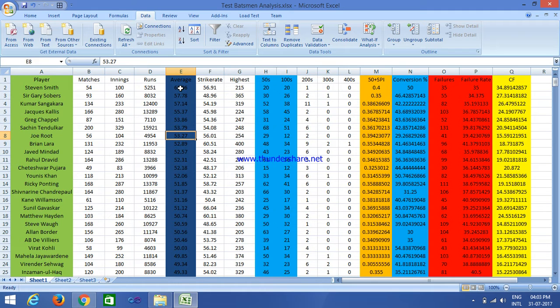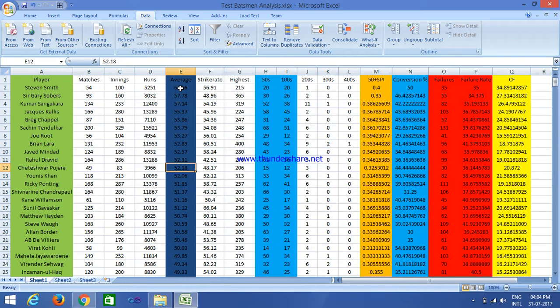Yeah, a really good average for Joe Root. It will get better, I guess, as his career progresses. I hope it progresses. If you can see these 30 batsmen in all, I mean, if you see by average, consistency factor, hundreds, these 30 players are the greatest Test players who have ever played.